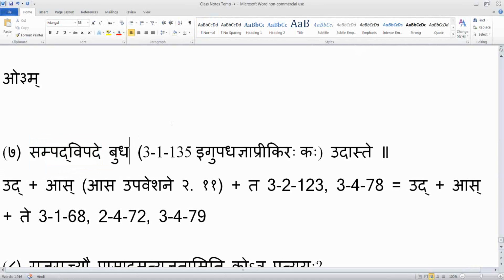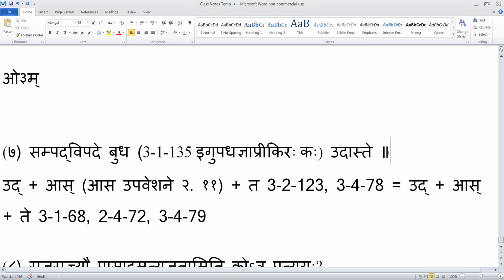The usual rules you have to do, satajisho ruho, vinbho bhago ago apurvasya yoshi, lopashakallasya purvatra siddham. So there is no gunadesha between Buddha and udaste. So sampad vipade saptami ekavachanam, Buddha prathama ekavachanam is the pratata. Udaste is ud plus dhatu as tingantam padam. This is latlakara prathama purusha ekavachanam.